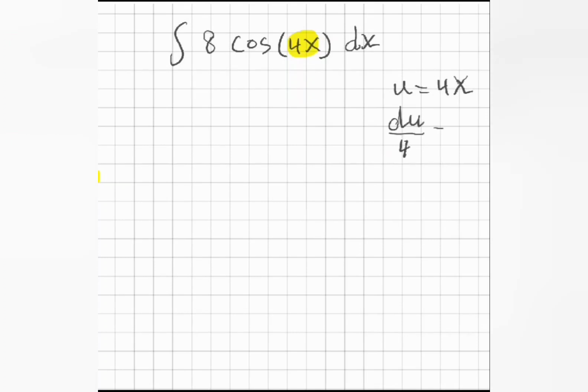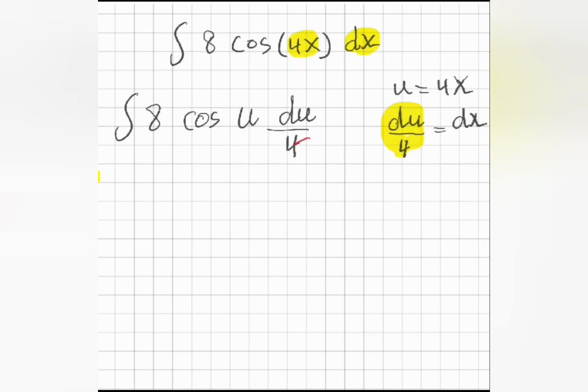Let's try another problem. Go ahead and find the integration of 8 cosine 4x dx. So what should we make u equal to? We need to make u equal to 4x. du will equal 4 dx. And if we divide by 4, du over 4 is dx. So let's replace 4x with u, and let's replace dx with du divided by 4. So this is going to be 8 cosine of the u variable, and replace dx with du over 4.